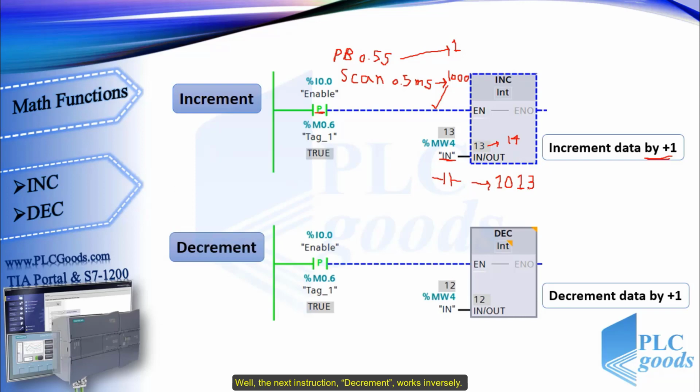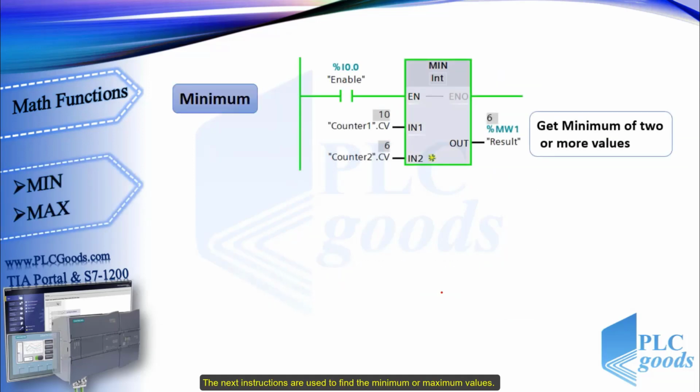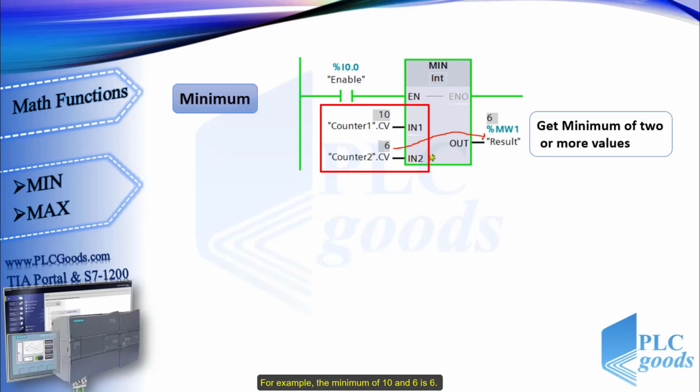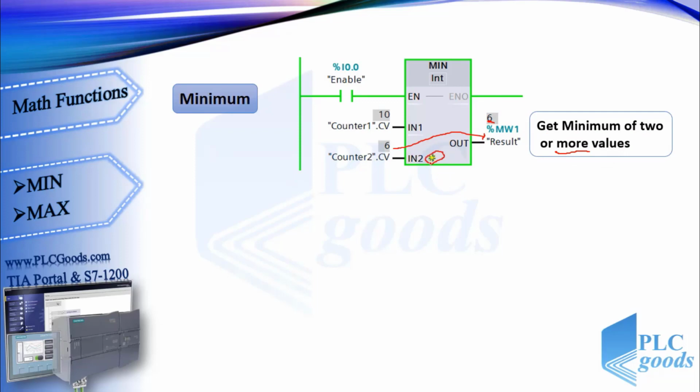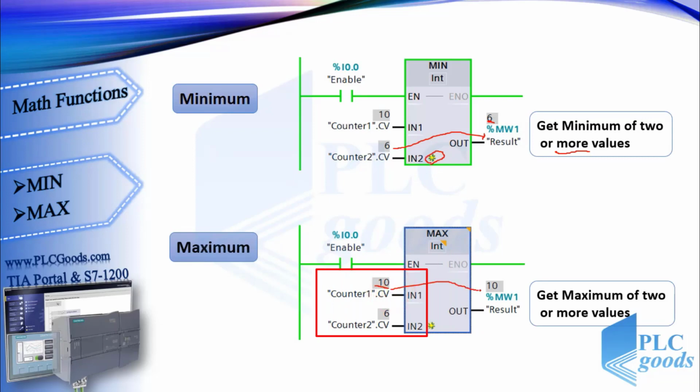Well, the next instruction, decrement, works inversely. For example, it can change the stored number in MW4 from 12 to 11. The next instructions are used to find the minimum or maximum values. For example, the minimum of 10 and 6 is 6. Note that these instructions can have more than 2 inputs. Here the max function chooses 10 from its inputs.